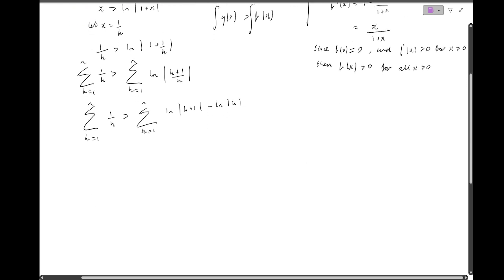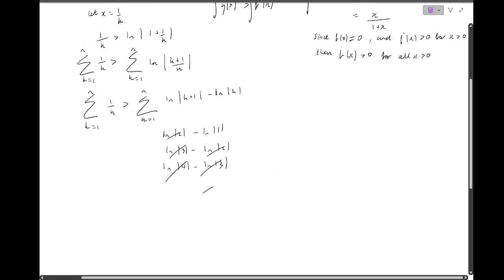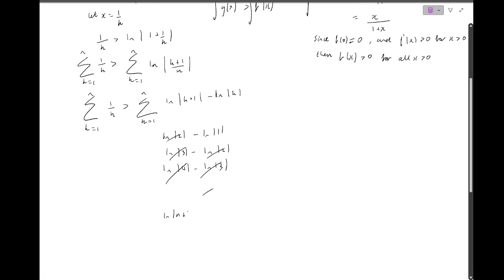So let's try it. So we get natural log 2 minus natural log 1, natural log 3 minus natural log 2, natural log 4 minus natural log 3. Now I'm guessing you can already see kind of what's happening, right? Natural log 3 will cancel, natural log 2 will cancel. Eventually natural log 4 will also cancel. And if you keep going down, the only term you'll be left with is natural log n plus 1 minus natural log n, but natural log n will cancel with the one before that, so you'll be left with these two terms.